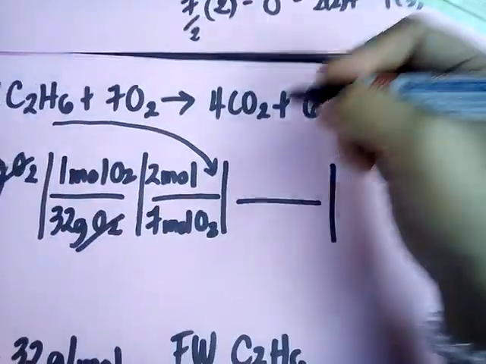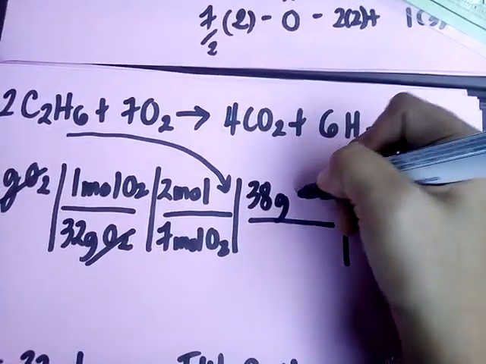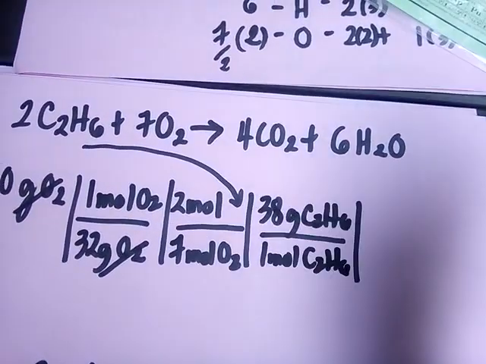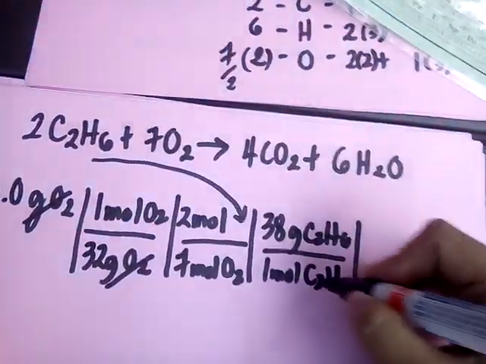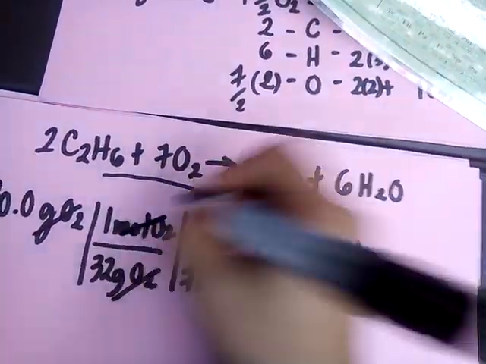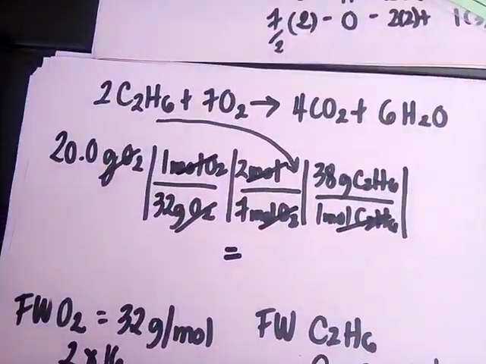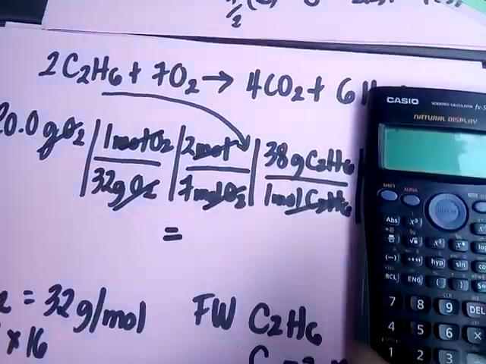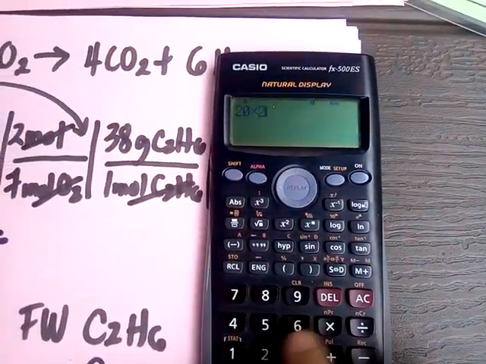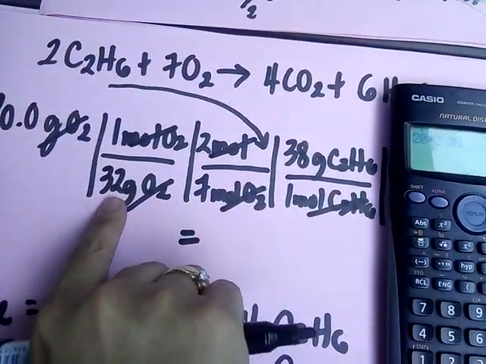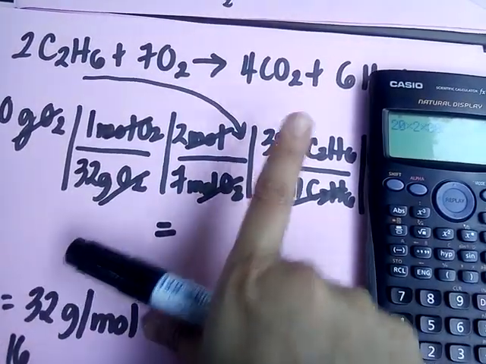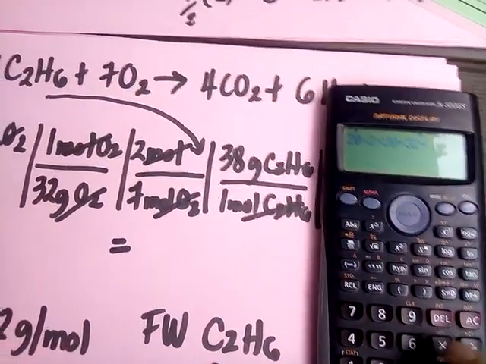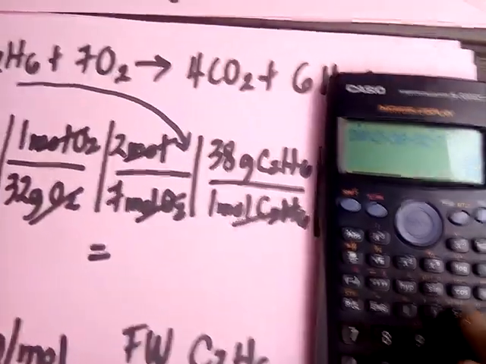Alright, so here, you put 30 grams C2H6 here and 1 mole of C2H6 here. So, why am I doing that? So that I can cancel the units. This is just dimensional analysis. So, now you perform the necessary calculation. That would be 20 times 2 times 30 divided by 32, divided by 7, divided by 1. You don't include 1 anymore. So, divided by 32, divided by 7. Alright? So, this is our answer.